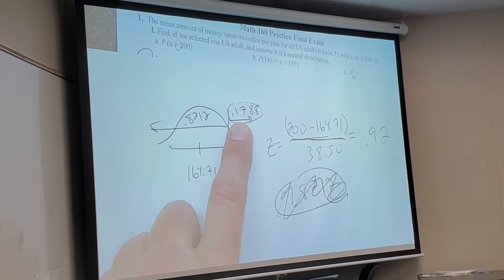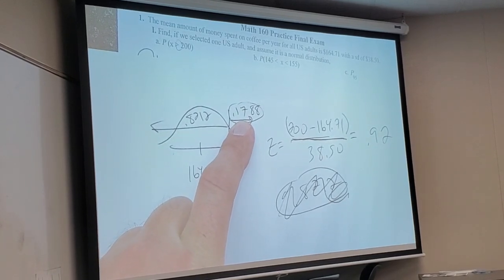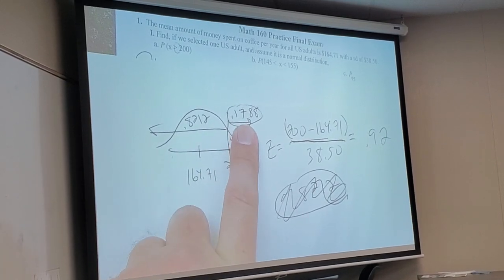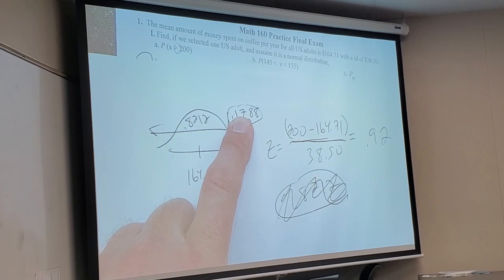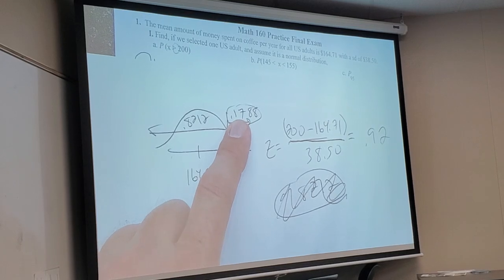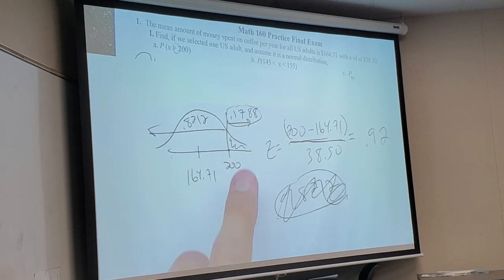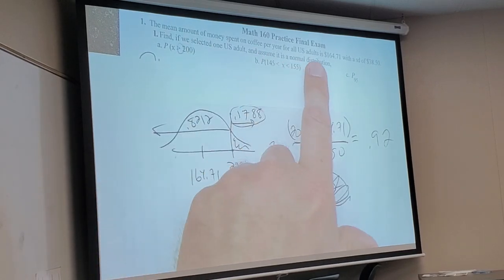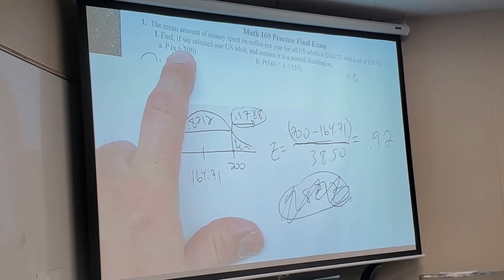What's the interpretation of that number in the real world? There are two right ways you can answer that question. Can anybody tell me what that number means? All right, I'll give you the better interpretation. I want a real world physical interpretation of that number, because statistics is all about the real world. 17.88% of U.S. adults spend more than $200 a year on coffee.